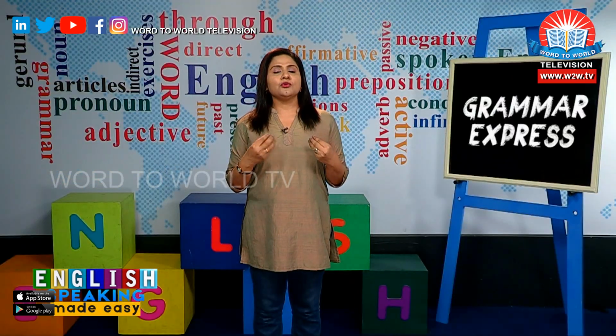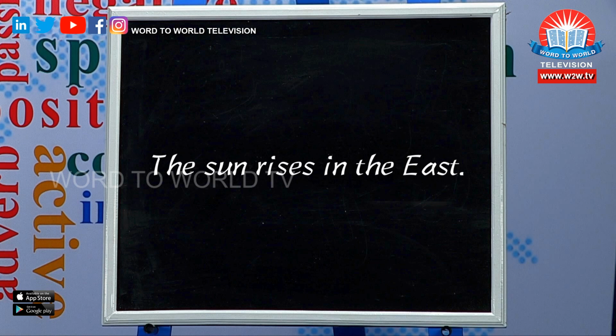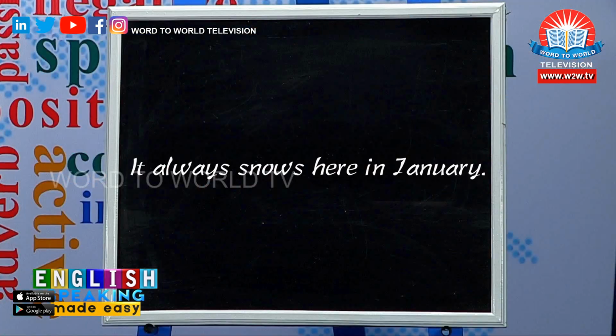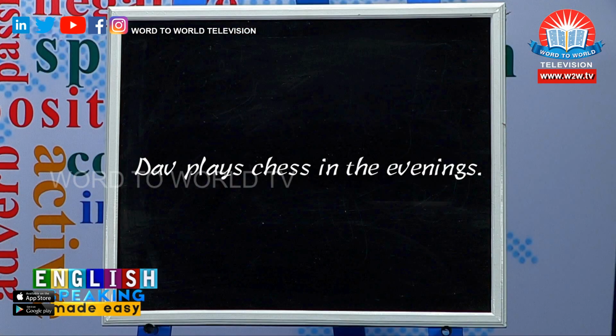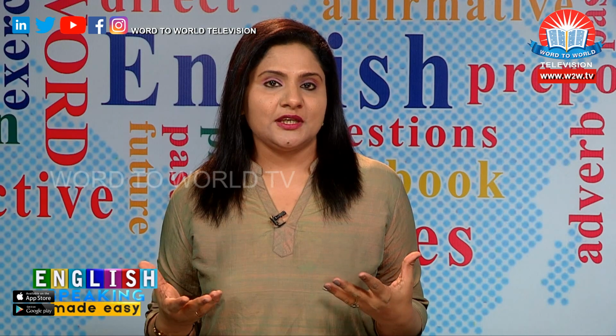Now, when do we use simple present tense? First, we use it to describe facts and habits, with things which are true all the time. The sun rises in the east. It always snows here in January. It's a fact. Dave plays chess in the evenings. That is more like a habit. So, whenever you have something which is a fixed fact, or when you have something which is a habit that you do, we use the simple present tense.